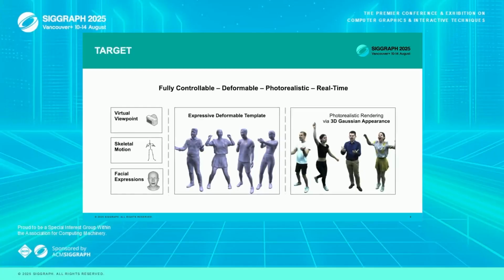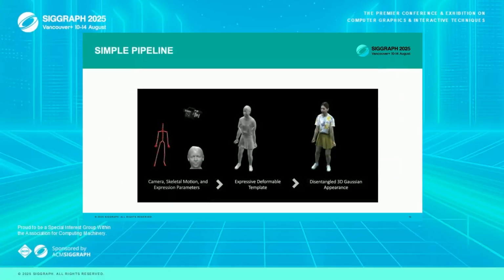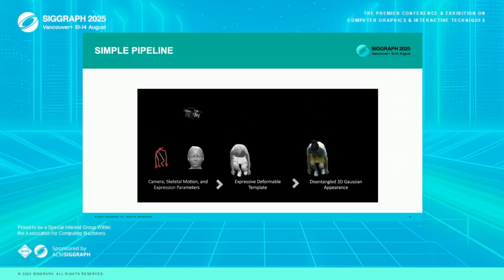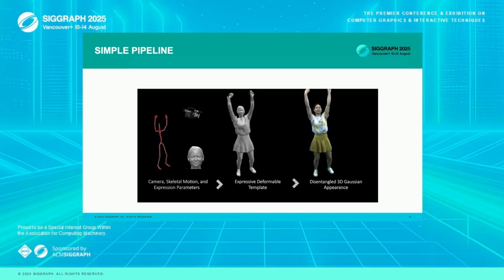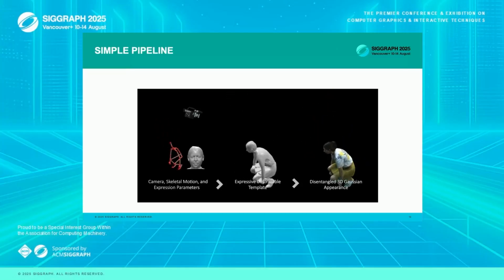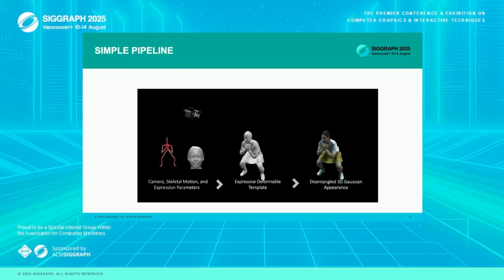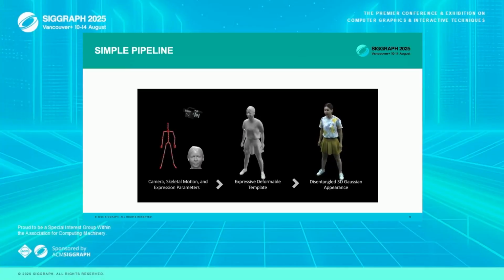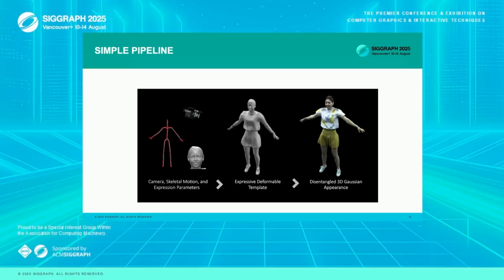Our goal with EVA is to create an avatar that is fully controllable, deformable, photorealistic, and runs in real time. In short, we want to be able to drive it using separate inputs for virtual viewpoint, skeletal motion, and facial expressions. Here's a simplified view of that pipeline. We take the control parameters like camera viewpoint, skeletal motions, and expressions, and use them to drive our expressive template, and then use the geometry to generate a disentangled 3D Gaussian appearance model for the final rendering.